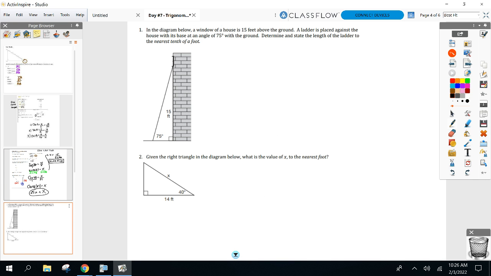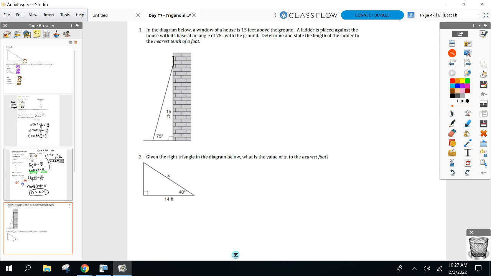I don't want to say word problems, but some different diagrams now where we can use sine, cosine, tangent. This is going to be a classic problem in this section, a ladder leaning against the wall. It makes an angle of 75. Determine and state the length of the ladder. So where am I going to put my X here? The length of the ladder. It's leaning against the wall. Where am I going to put the X for my ladder?